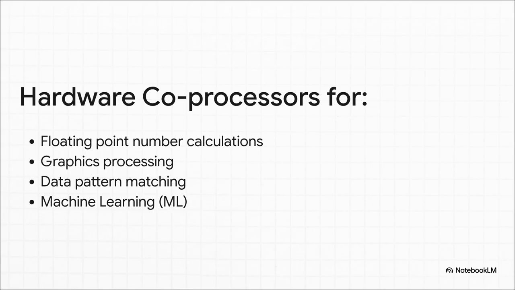Basically, everything a normal CPU struggles with. We're talking the heavy-duty math for scientific modeling, the parallel processing needed for graphics, and, of course, the technology that is defining our era: machine learning. If you're working with AI, these aren't just an option, they're pretty much essential.